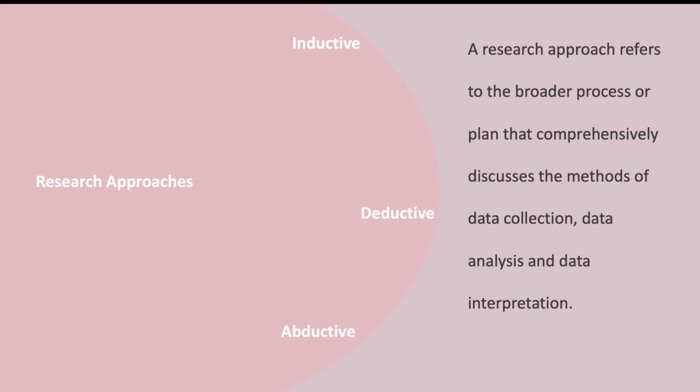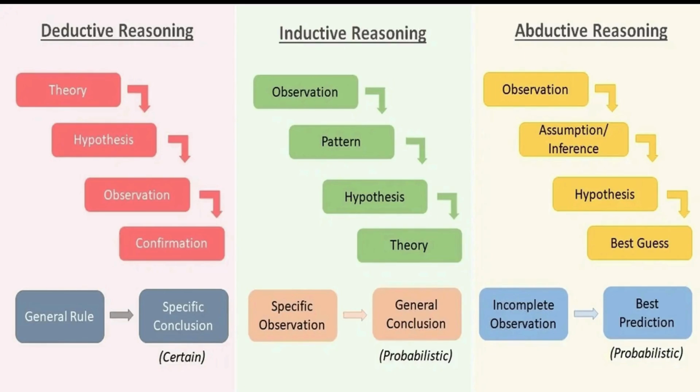Now, the second ring in the research onion contains the research approach, referring to the broader process or plan that comprehensively discusses the methods of data collection, data analysis, and data interpretation. In a typical research methodology, inductive and deductive approaches are most commonly used. But if we think critically about what researchers do in research, we can classify them into 3 aspects: theory testing, theory building, and theory modification.